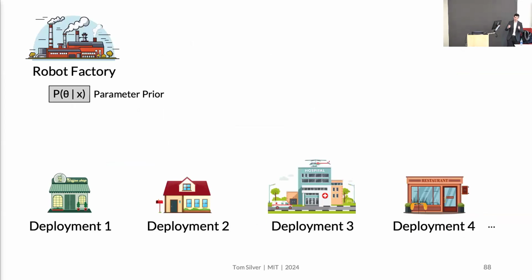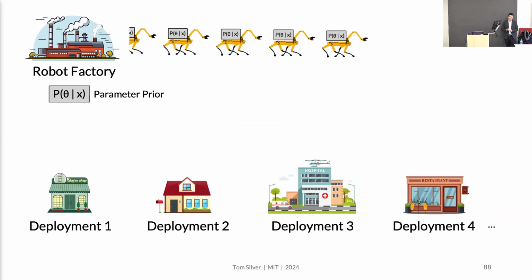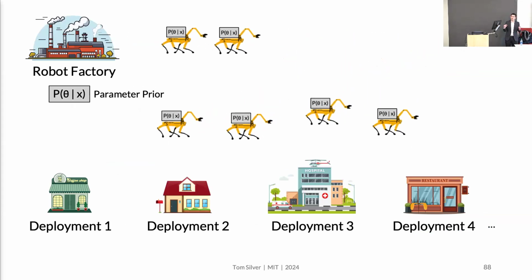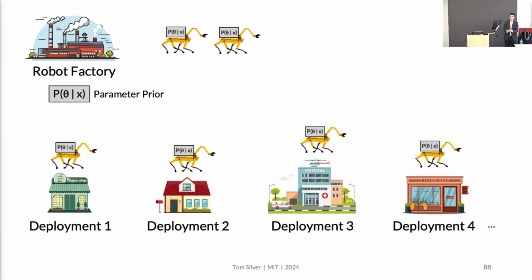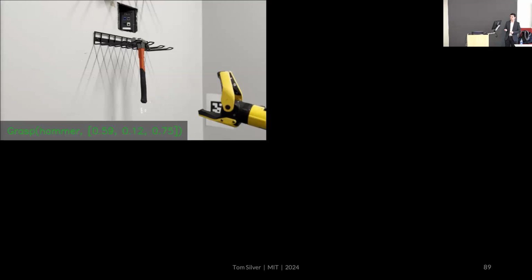Once again, we're going to imagine that we have these robots coming from a factory. But for the purpose of this part of the talk, let's suppose that the robots are coming to the deployment sites with a library of skills to start out with. And it also comes to the deployment sites with parameter priors, which propose reasonable parameters for the skills that are good in general, but not specialized to the deployments.